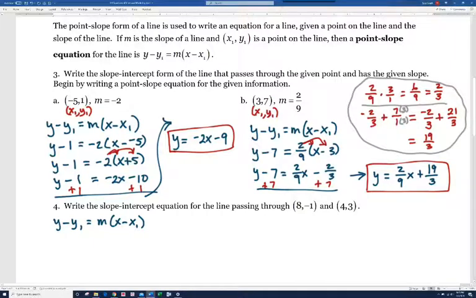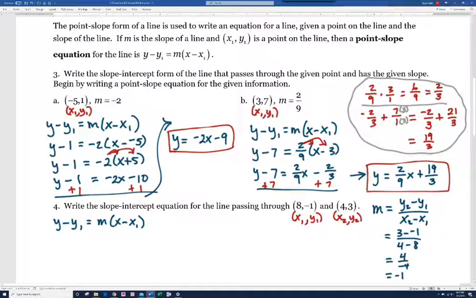All right, so I love this problem because you use all three equations. First of all, or formulas, the slope formula is going to be needed to find the slope of the line that goes through these two points. So we'll call our two points x sub 1, y sub 1, and x sub 2, y sub 2. And let's go ahead and plug those numbers in. We get 3 minus -1 over 4 minus 8. That's going to give us 4 over -4, which is -1.